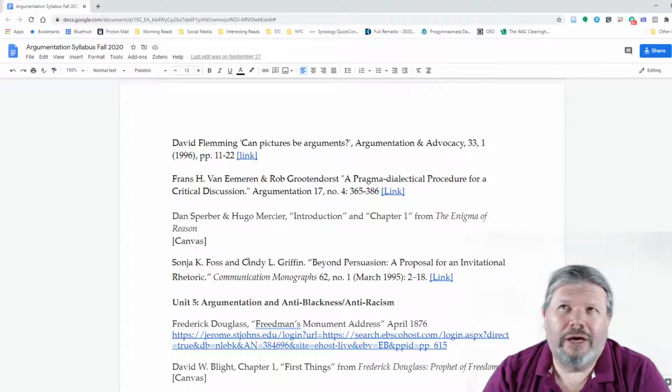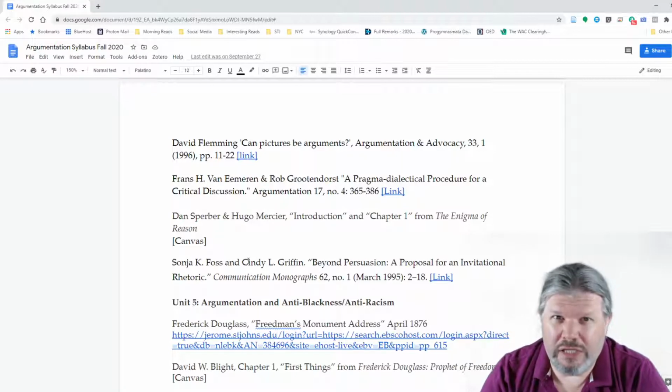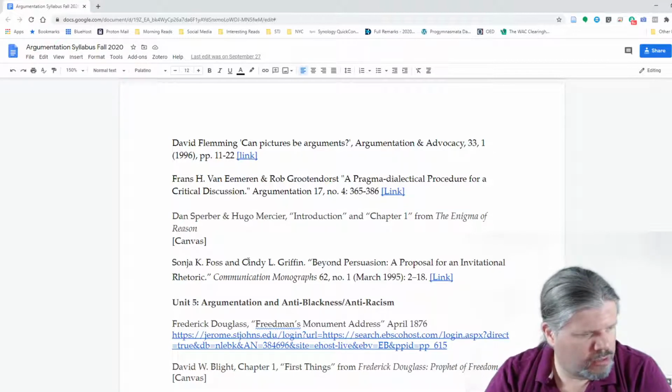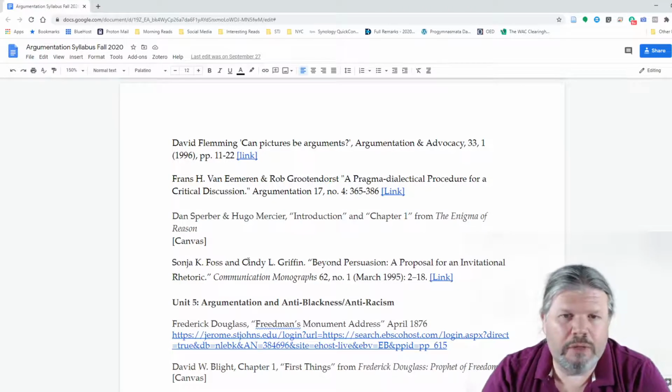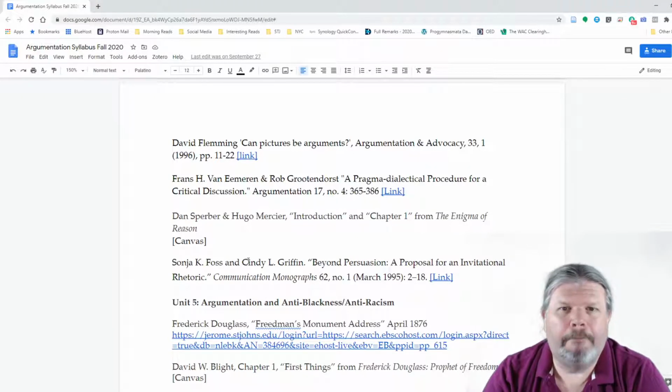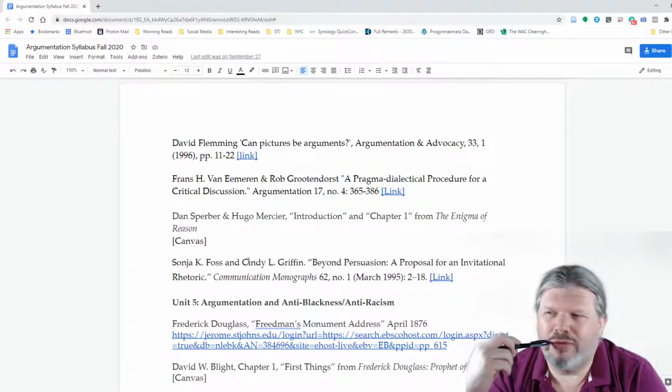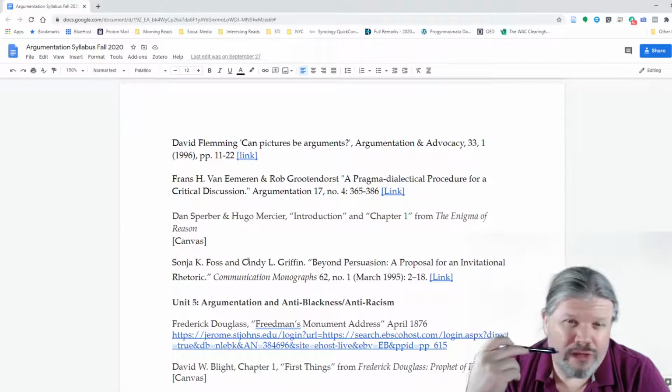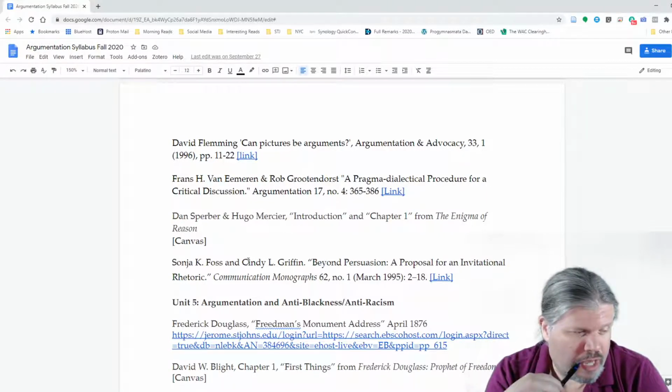When we're talking about what's on everybody's mind, anti-Black racism in the United States, and particularly in the mode of police violence against Black people, the image of George Floyd and the Minneapolis policeman standing on his neck. Is that an argument? Is that image an argument? And I want you to keep that in mind when you're reading David Fleming's piece, because Fleming doesn't think pictures can be arguments. They don't meet a standard for that.